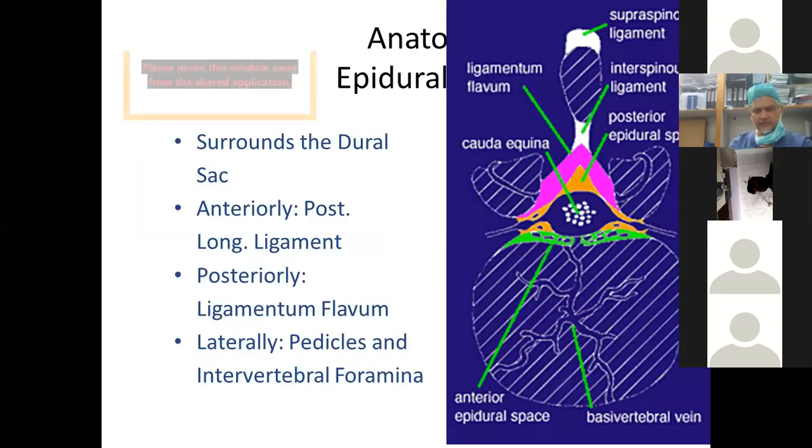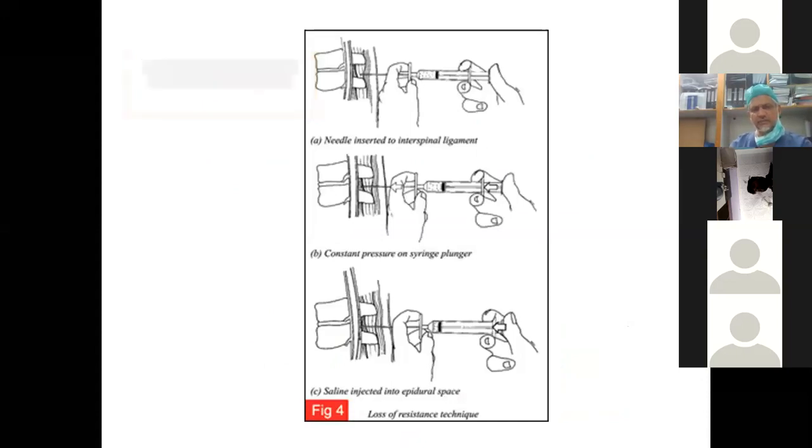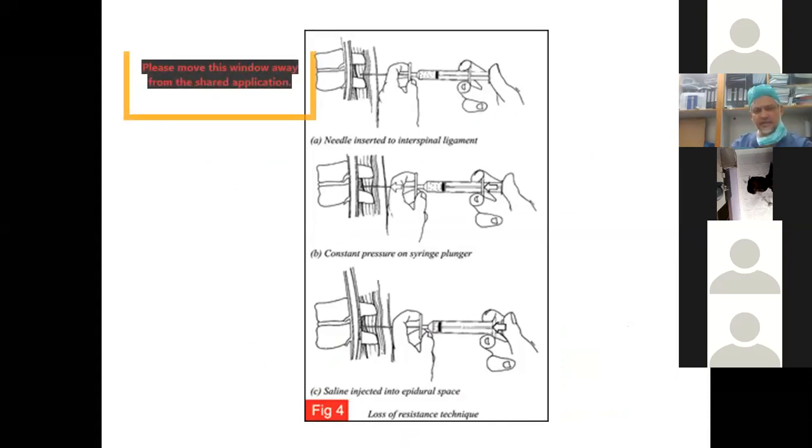So this is the anatomy of the epidural space. It surrounds the dural sac: anteriorly the posterior longitudinal ligament, posteriorly the ligamentum flavum, laterally the pedicles and intervertebral foramen. The AP dimension of the epidural space is largest in the lumbar region, and inferiorly it decreases, and the space is more continuous. So this is the epidural space, and to get into it we use the loss of resistance technique.